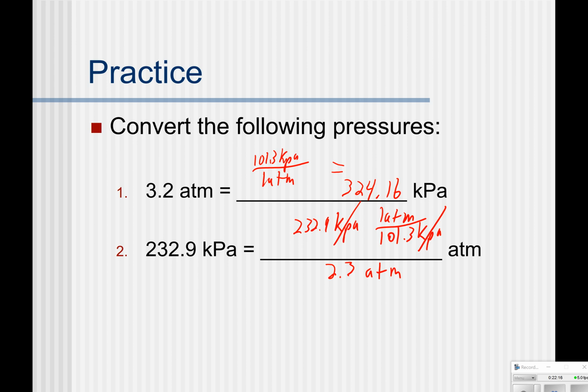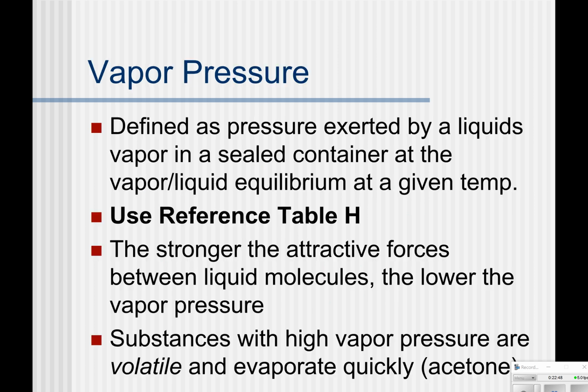And we could actually expand on that, as we start with 4 sig figs here. This should be rounded to 4, so we're going to call that 2.299 atmospheres. Remember, we want to keep the same number of sig figs as what we are converting from. This 324.16 would round to 320 kPa to keep in line with the 2 sig figs from our original number.